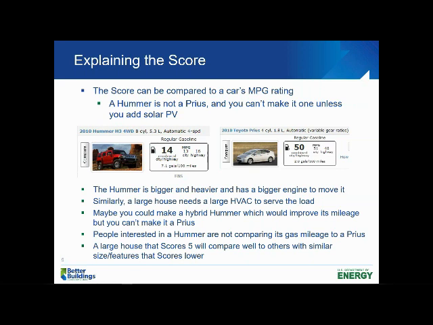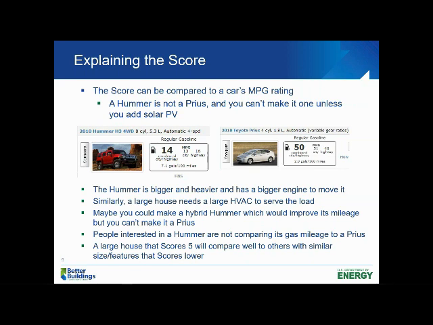So similarly, a large house has higher energy use. It's got a bigger HVAC system. It's going to use more energy. Its miles per gallon is going to be lower. Now, of course, you might be able to make a hybrid Hummer and improve its mileage, but you're not going to be able to make it a Prius.